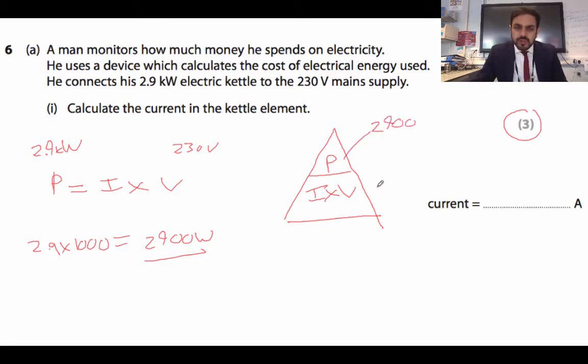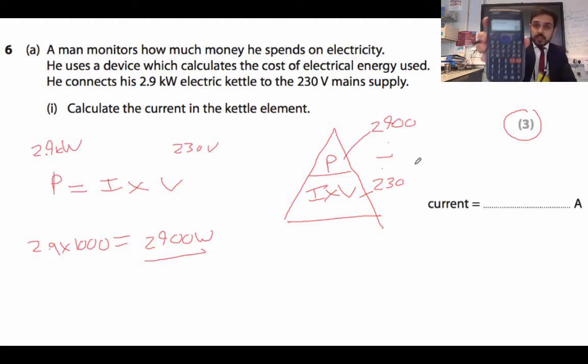Power, 2,900. And my voltage is fine, because that's just in volts, 230. You divide those two. Again, you are given a calculator, which makes your life really easy. 2,900 divided by 230. I get it on these calculators, sometimes it comes out as a fraction, so to change it, there.